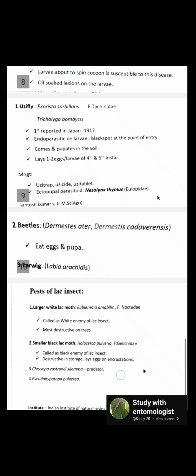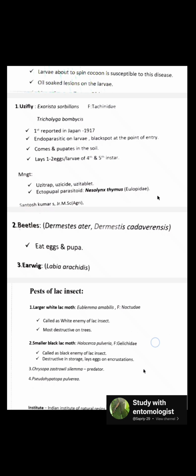Next is the beetle, Dermestes ater or Dermestes cadaverinus. It eats eggs and pupa also. Its family is Dermestidae. It is also a pest of silkworm only. Then earwig, Labia arachidis. The earwig is also found as a pest on the silkworm.